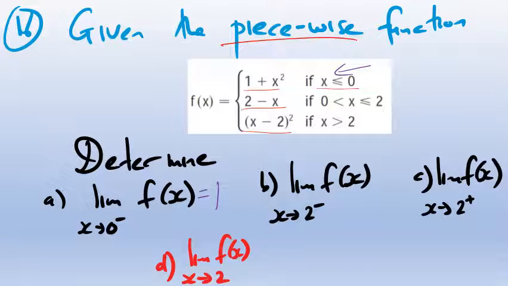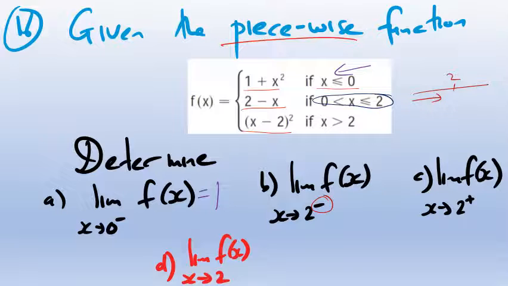Okay, let's look at b. Here the limit of f of x as x approaches 2, but from the left of 2, from the inside of 2. Inside of 2 basically means if this is 2, we're approaching from the left of 2, all values less than 2. So you'll basically look at the middle section of the function, which is 2 minus x.